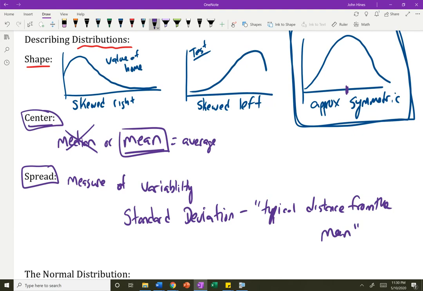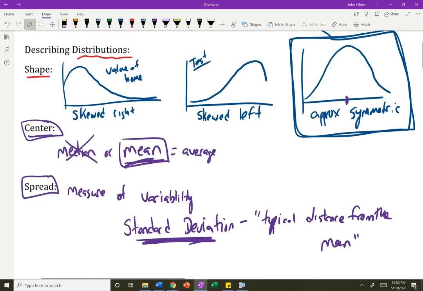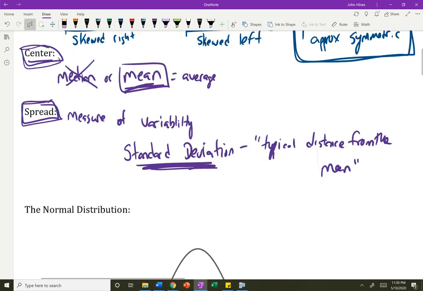So we're going to be using the mean and the standard deviation to work with this distribution that's called the normal curve. So the shape that we're going to be looking at is called the normal distribution. Its center is called its average, and the way that we measure the spread or the variability in this distribution is called the standard deviation.